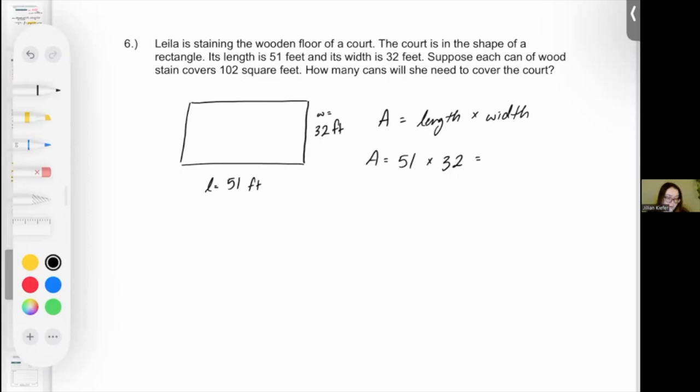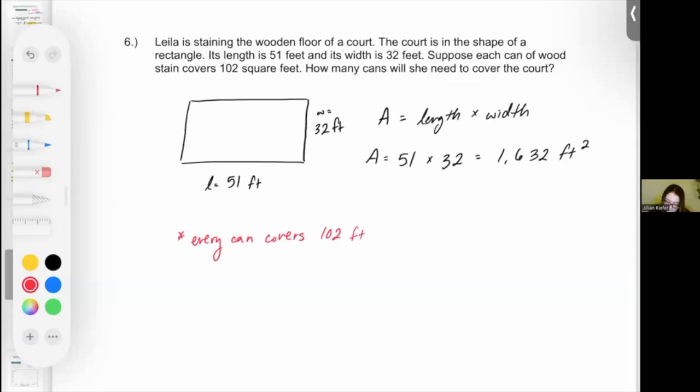So we'll go ahead and put it in our calculators, 51 times 32, which should be 1,632 feet squared. So that's the area of the court. Now we want to know how many cans of wood stain she'll need. We know that every can covers 102 feet squared of the court.